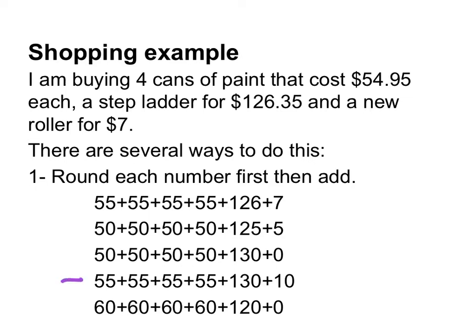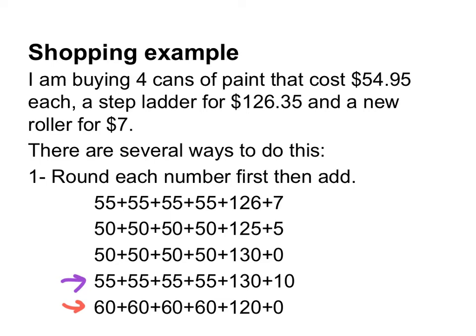So here we have the paint at 55, the stepladder at 130, and the roller at 10. That's fine, that works. Right below that, maybe we round the paint up to 60, and we round the stepladder down and the roller down. So the stepladder becomes 120 and the roller becomes 0. All of these are perfectly acceptable estimates for how much all of this stuff is going to cost.